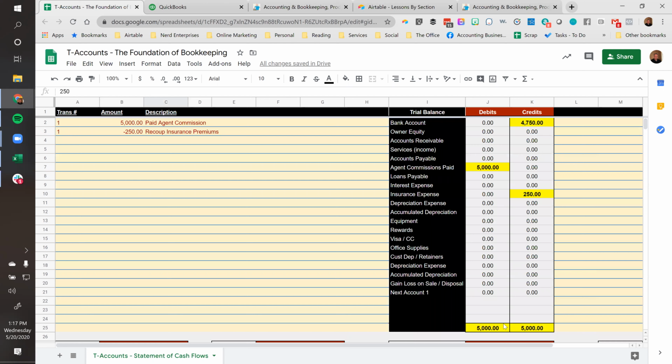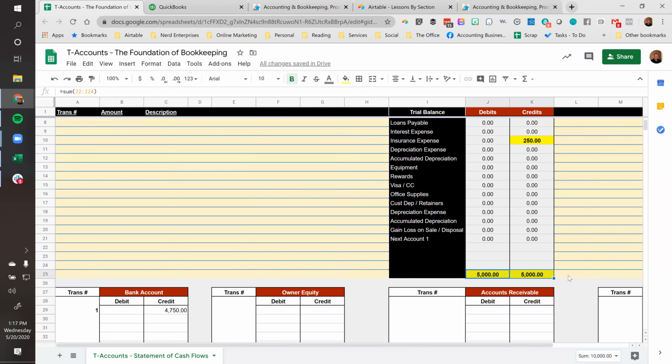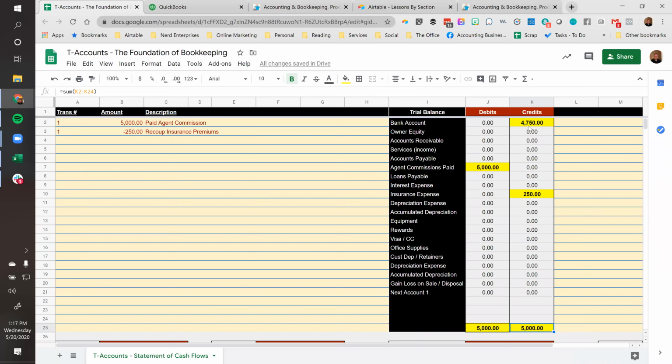And then we always want to come here and check that, sure enough, we balance, right? I've got 5,000 in debits, 5,000 in credits. And up here, you can see it all laid out. We credited the bank account for the net of $47.50. Agent commissions paid is $5,000. That's the expense. And then the recoupment of the insurance expenses, here's a credit for the $250.